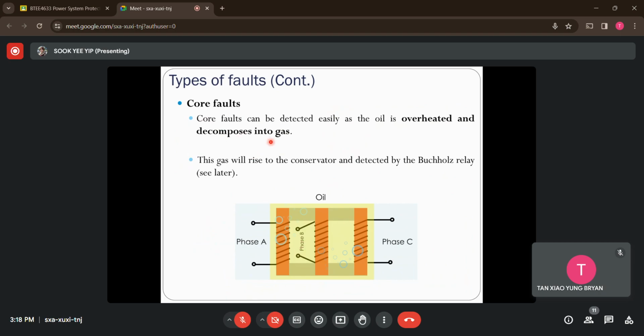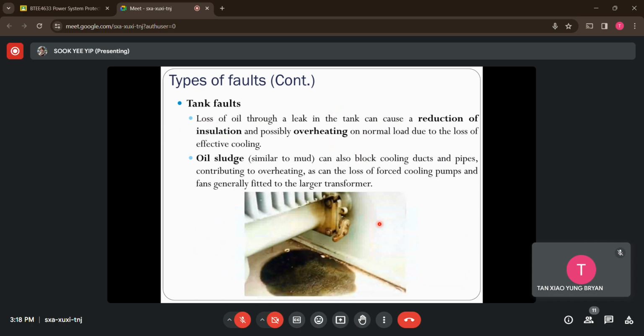In this situation, seeing as there is gas generation, this gas can accumulate and rise to the conservator, and we can use the Buchholz relay to detect this issue. Later we'll learn about the Buchholz relay in much more detail, how it can detect overheating operations in the transformer. Okay, now let's move on to the next fault that results in transformer failures.